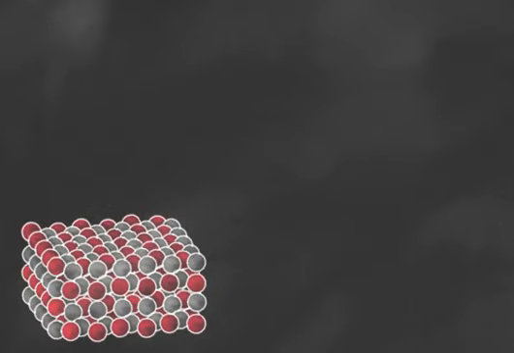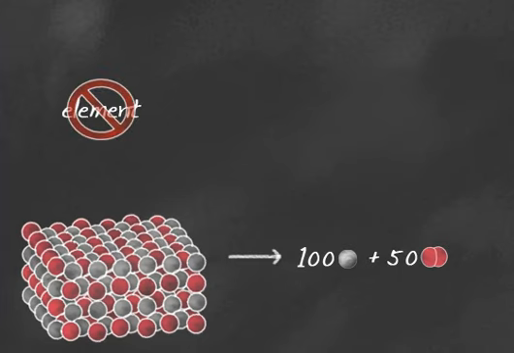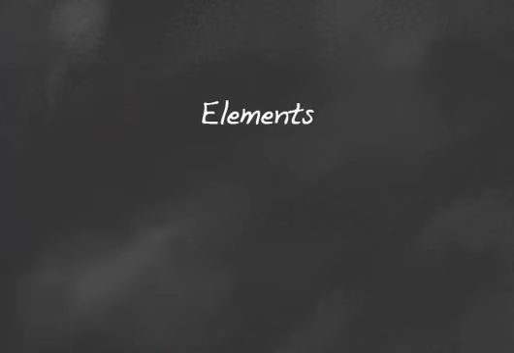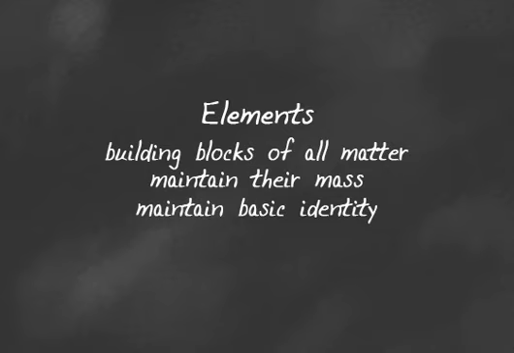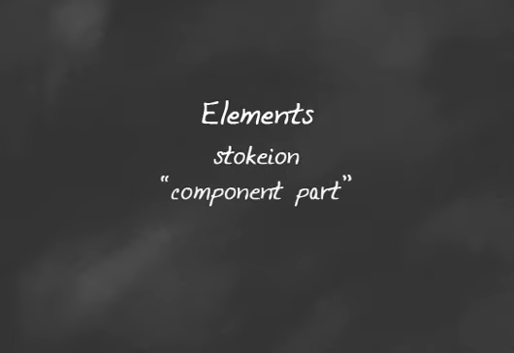If a material can be broken down into two or more component parts, the material is not an element but a combination of elements, or a compound. The elements are the building blocks of all matter and maintain their mass and their basic identity when they combine in different ways. The word element traces its origin to the Greek word stoichion, which means component part.